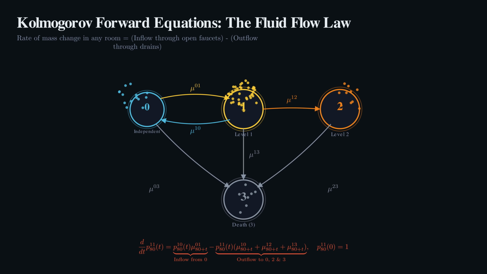For rehab, inflow is the healthy mass times mu01. Outflow is the rehab mass times mu10 plus mu12 plus mu13. The initial condition is 1 because the whole cohort starts in State 1.